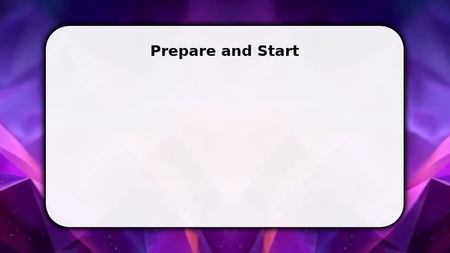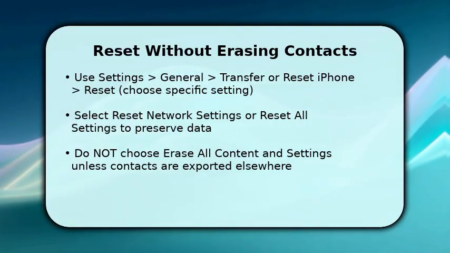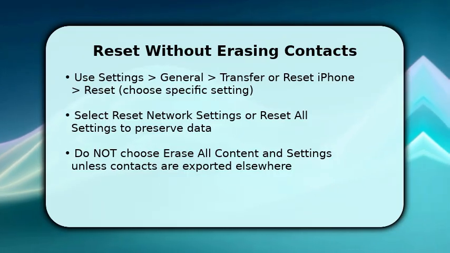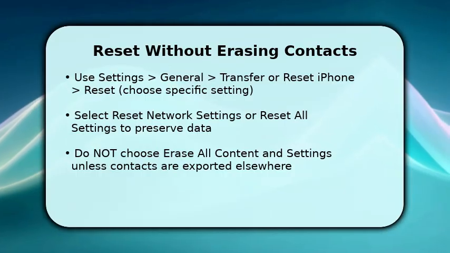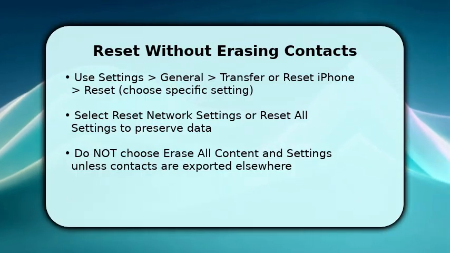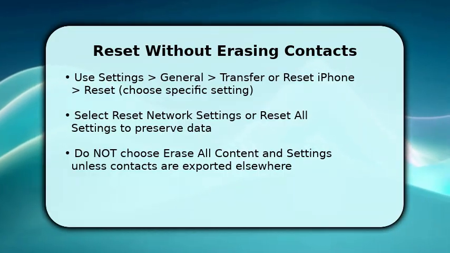Now perform the actual reset but preserve data. Go to Settings, General, then Transfer or Reset iPhone and pick Reset. Choose either Reset Network Settings or Reset All Settings to clear preferences without deleting iCloud synced contacts. Reset All Settings reverts system settings but leaves apps and iCloud data intact.